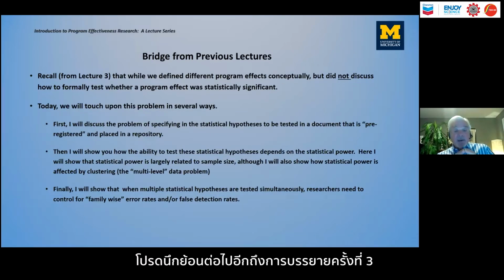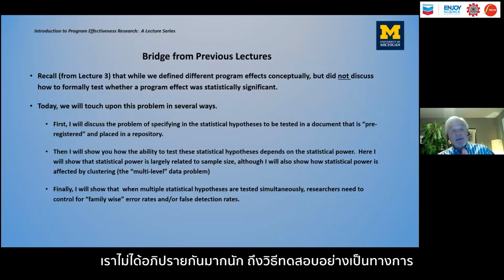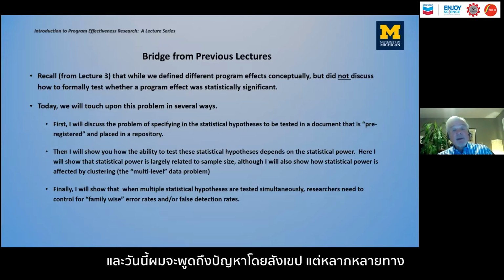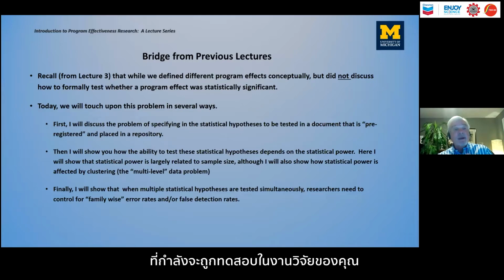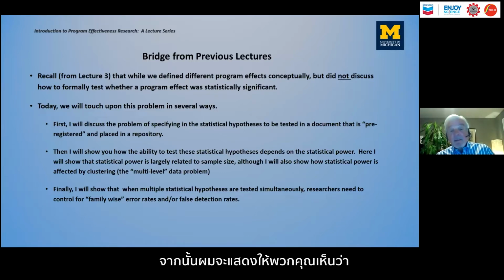Further, recall from lecture 3 that while we defined different program effects conceptually, we didn't really discuss much how to formally test whether a program effect was statistically significant. So today I'm going to touch upon this problem briefly, but in several different ways. First, I want to discuss the problem of specifying the statistical hypotheses that are going to be tested in your study in a document that is pre-registered and placed in a repository. Then I'm going to show you that the ability to test a statistical hypothesis depends on the statistical power of the test.